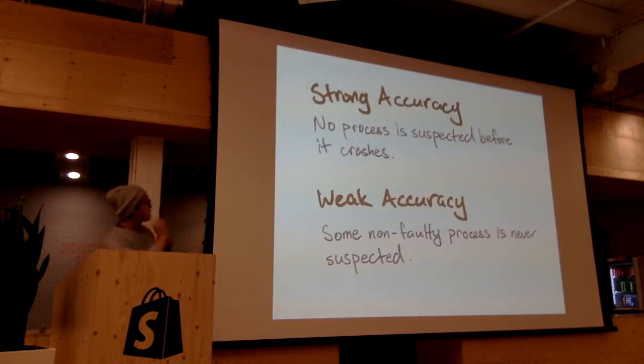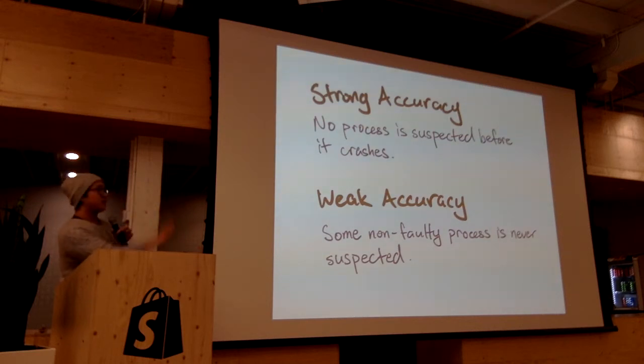We have strong and weak accuracy. So strong accuracy is no process is suspected before it crashes, which just simply means that if you have a process, if it hasn't crashed, it will never be suspected. Once it's crashed, it can be suspected by all the other processes. Weak accuracy just says that there exists at least one correct process that never gets suspected.